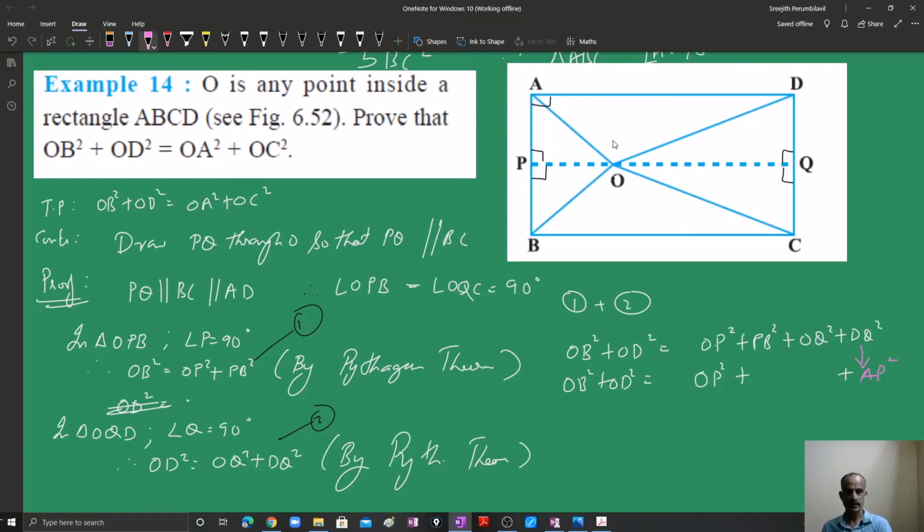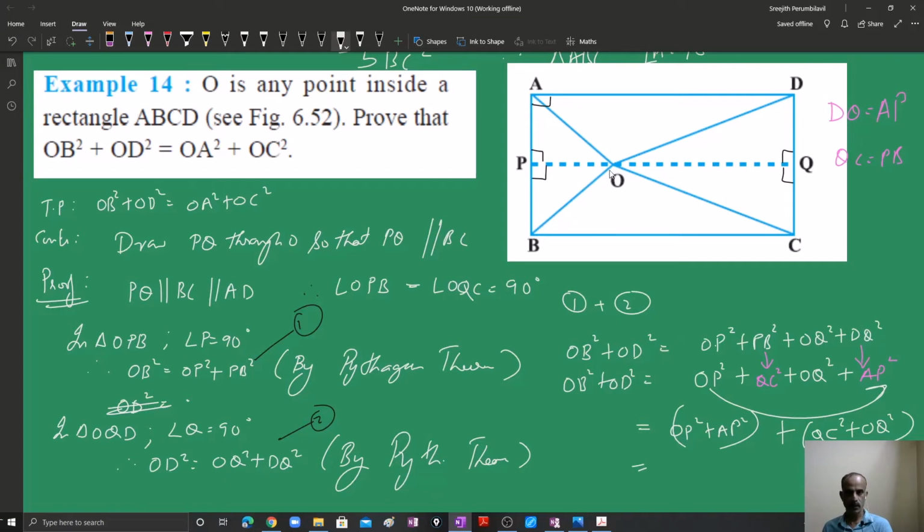The reason is that it is a rectangle with all parallels, therefore these are also rectangles, therefore here we have DQ is the same as AP. Similarly QC is the same as PB. This PB can be replaced as QC square plus also the OQ square. Now we combine these two: OP square plus AP square plus the remaining QC square plus OQ square.